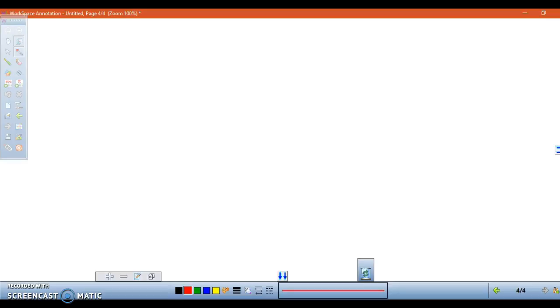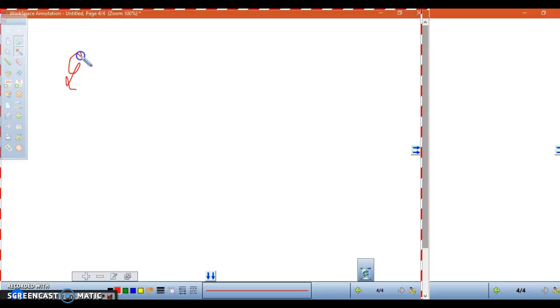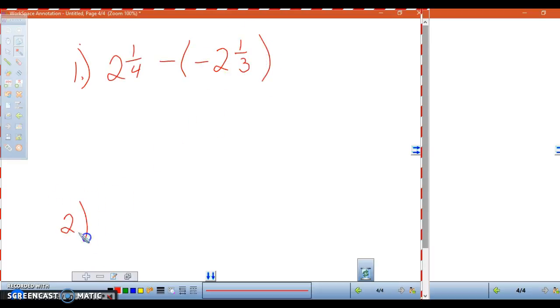Okay, so yesterday we started talking about adding and subtracting positive and negative mixed numbers. The two problems I had for you to try were 2 1/4 minus a negative 2 1/3 and 6 7/8 plus a negative 10 3/4. Okay, so let's go over each of these.